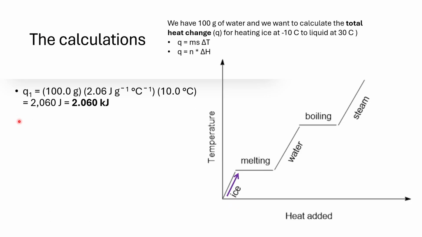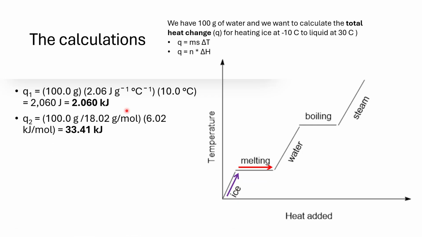Our first calculation is going from minus 10 degrees to 0 degrees to get to just the beginning of the phase change. This means we take the mass, 100 grams, times our specific heat for ice, times the change in temperature, 10 degrees Celsius, and we get 2060 joules. Converted to kilojoules, this is 2.060 kilojoules.